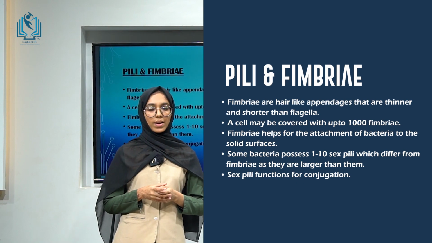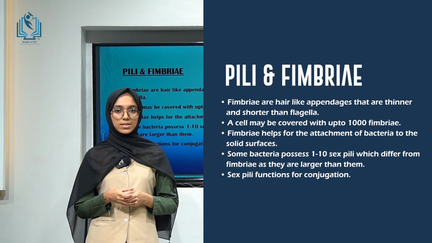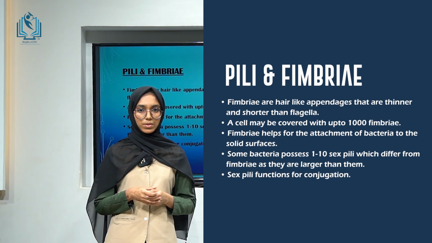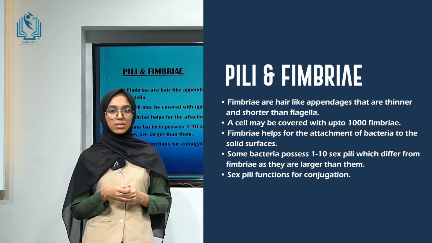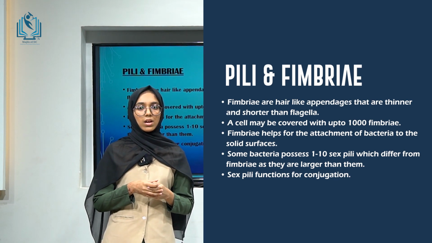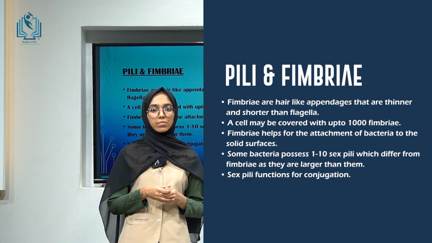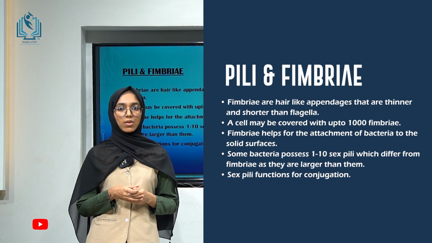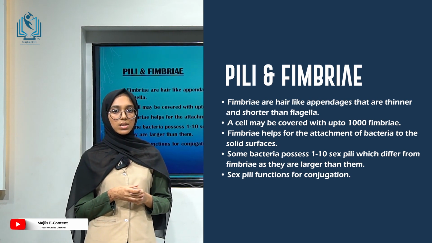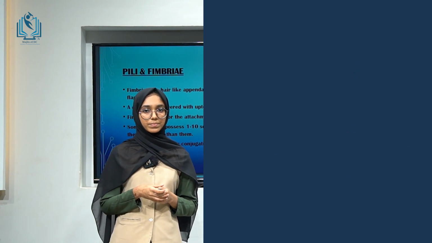Now we have fimbriae and pili. Fimbriae are hair-like appendages that are thinner and shorter than flagella. A cell may be covered with up to 1,000 fimbriae. It helps for the attachment of bacteria to the solid surface. Some bacteria possess 1 to 10 sex pili, which differ from fimbriae as they are larger than them. Sex pili function for conjugation. Conjugation is the process of transfer of genes from one organism to the other.